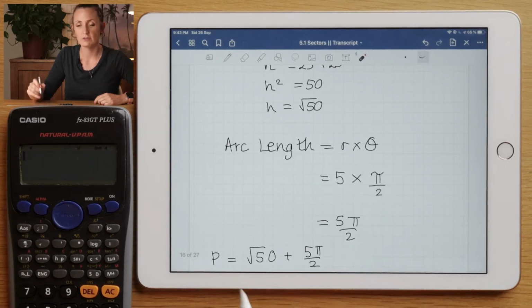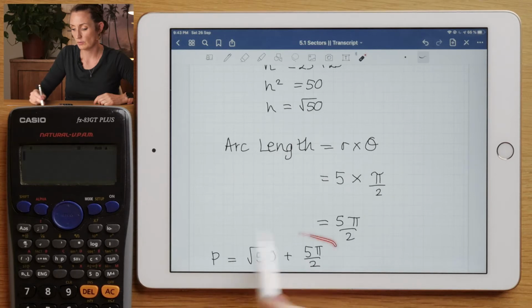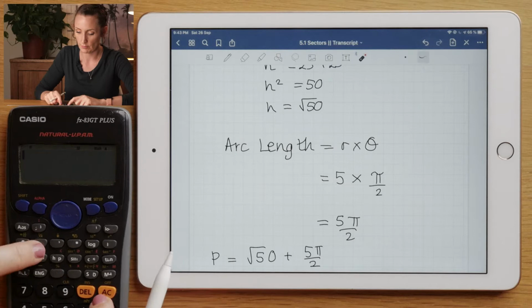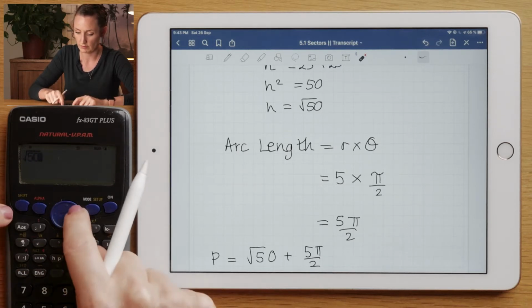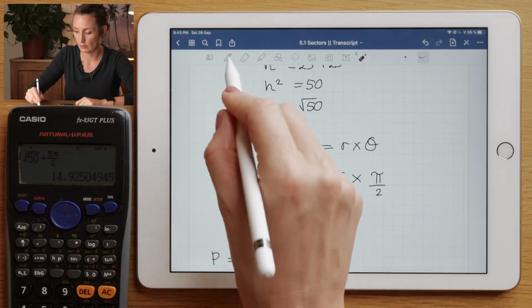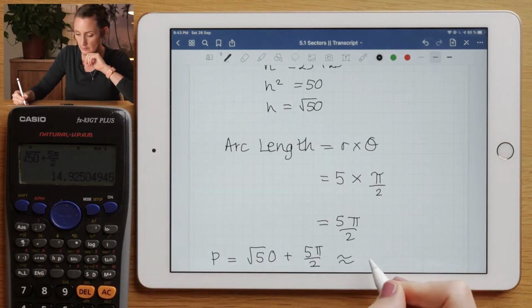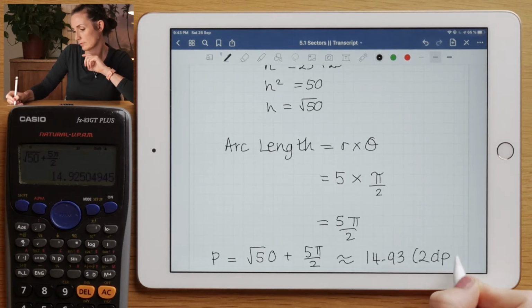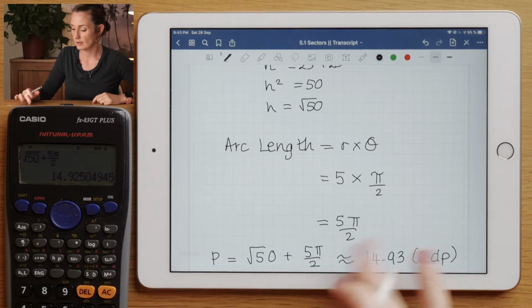So if the question asks for an exact answer, you would leave it like that. Exact answers have square roots and pi's in them, also logs and exponentials. Now, if the question asks for, for example, 2 decimal places or 3 significant figures, you just type it in. If it doesn't specify, I'd probably go with 2 decimal places. So that would be the perimeter of the shaded region.